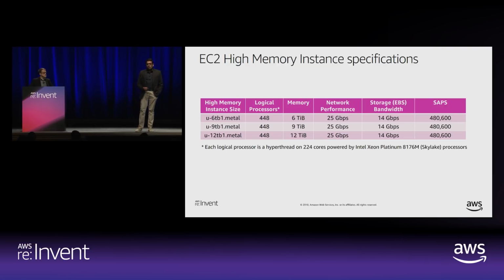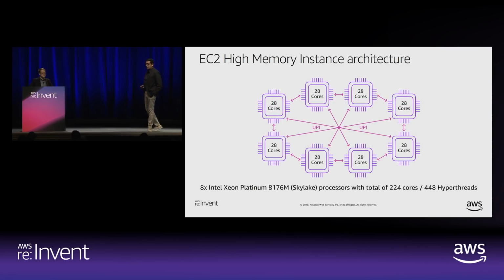They offer 480,000 SAPS, and they're all built on the same 8-socket platform. So let me actually show you the underlying platform. These are the first ever EC2 instances to be powered by an 8-socket platform. This platform is powered by 8 Intel Xeon Platinum Skylake series processors with a total of 224 cores, which gives you 448 hyperthreads, or what we would call logical processors.